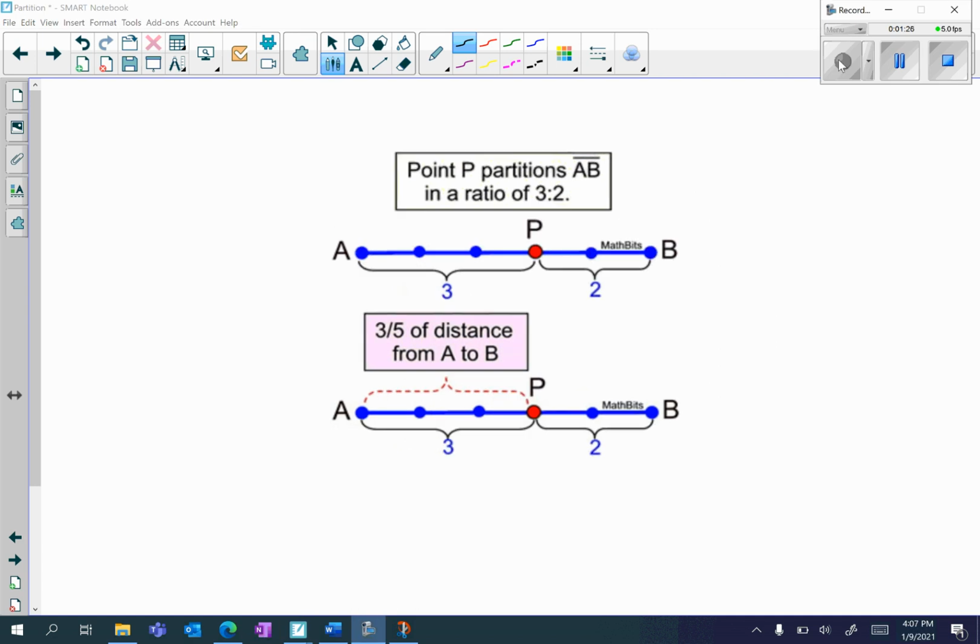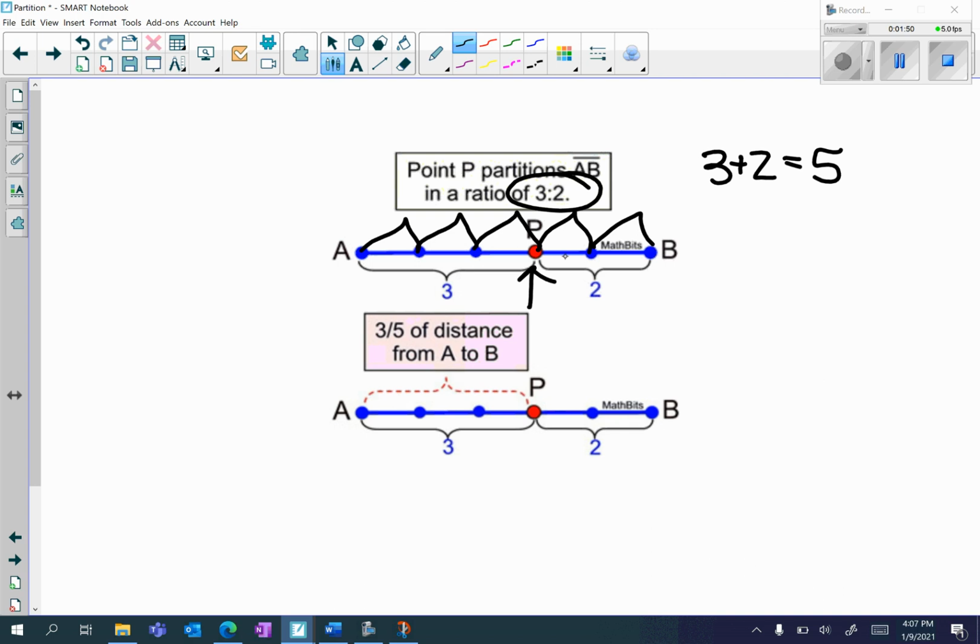Let's look at another example. If we have point P partitions AB into a ratio of 3:2, again, we add 3 plus 2 together, and that gives us 5 parts. 1, 2, 3, 4, 5. So we have 5 total parts, but we're in a ratio of 3:2. So that means after 3 sections, we have our partition point. So 3/5 of the distance from A to B. So with these questions, we are going to be asked to find that particular partition point.